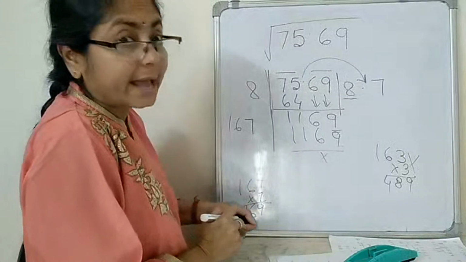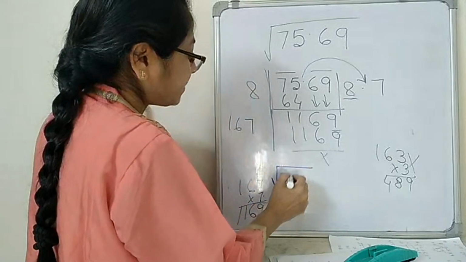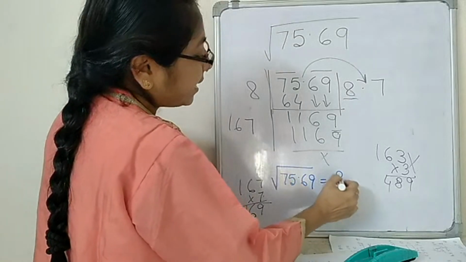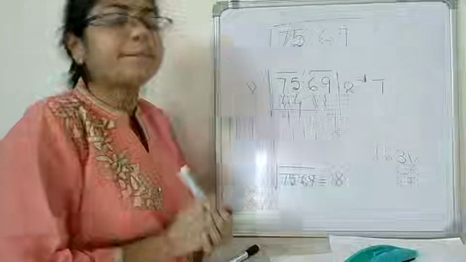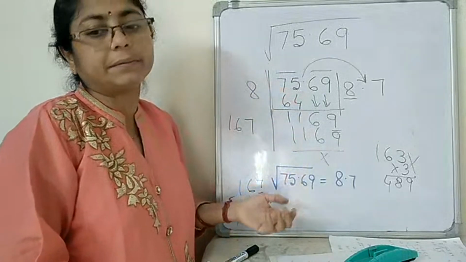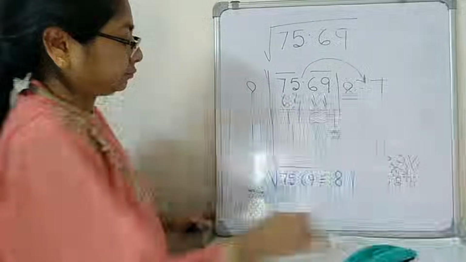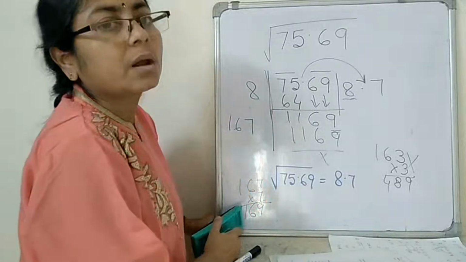Now, how can you write the answer? We can write the answer in this way. Root 75.69. The answer is 8.7. Clear? Same method. Focus on maths. You practice more maths, you can do it properly. Please copy the maths.